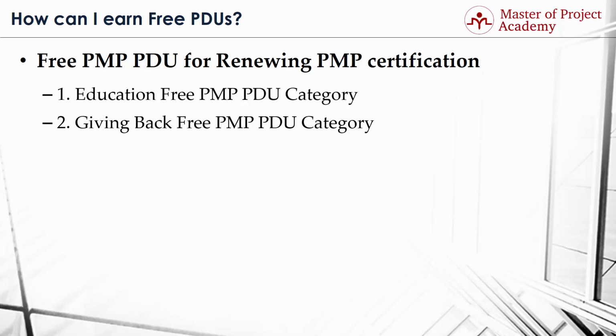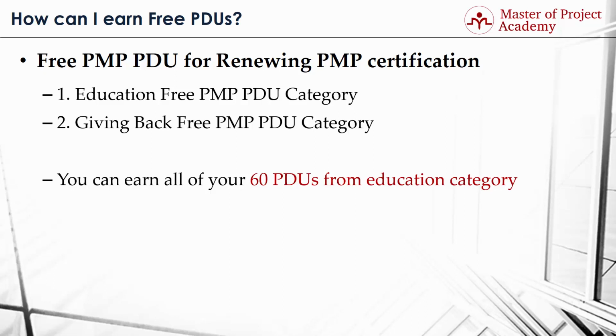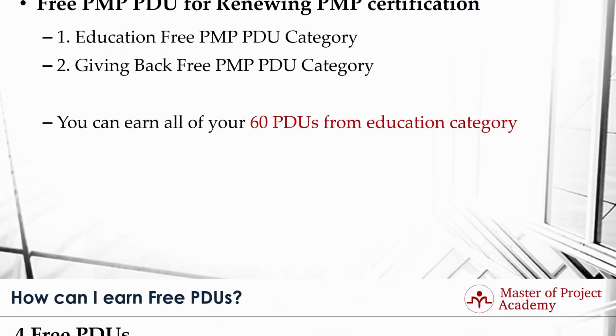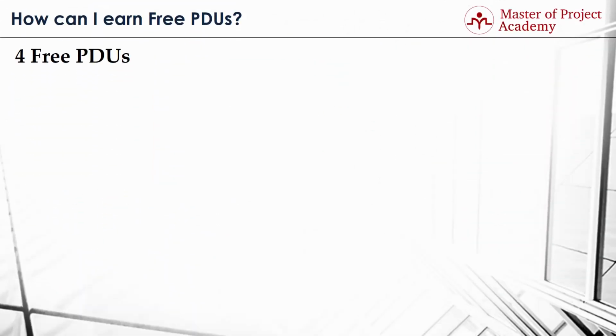While there is a minimum 35 education PDU requirement of PMI, there is not a maximum limit. So you can earn all of your 60 PDUs from the education category. The only thing is, you must satisfy the minimum 8 PDUs from each category of the PMI talent triangle, which are technical, strategic, and leadership. You can earn 4 free PMP PDUs from the education category if you follow the directions below.